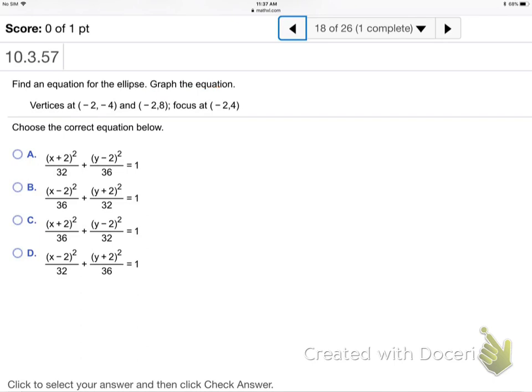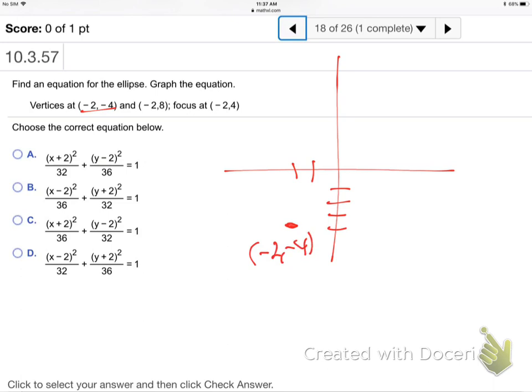So let's put the vertices on there: (-2, -4) right there, and the other one is (-2, 8). Good, so there's the two vertices. The focus is (-2, 4). There's the focus point. That's all they give me. Find the equation.